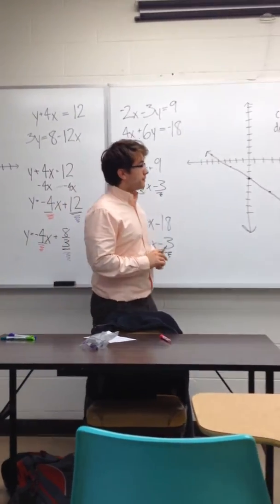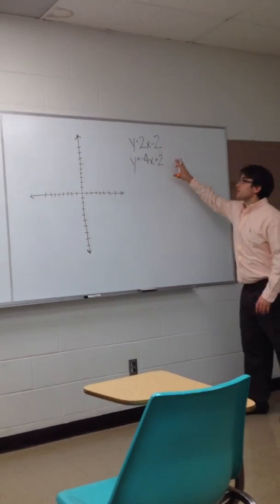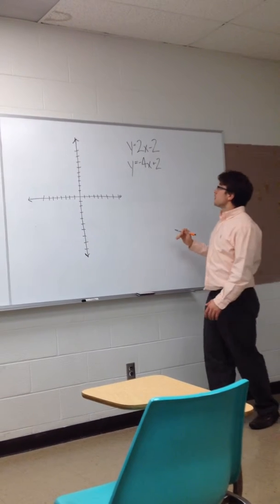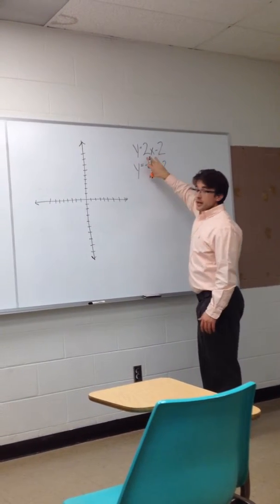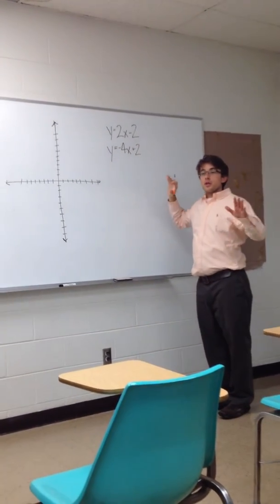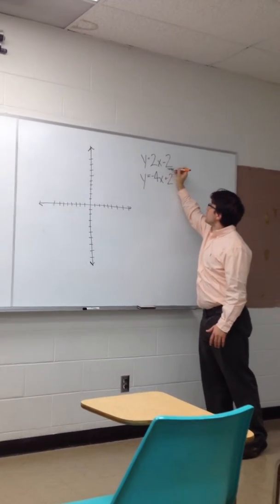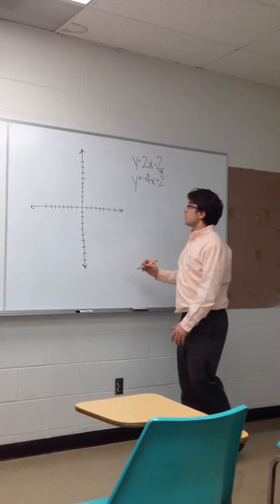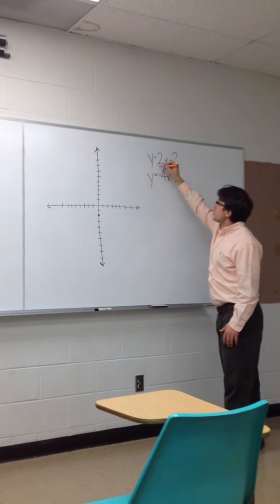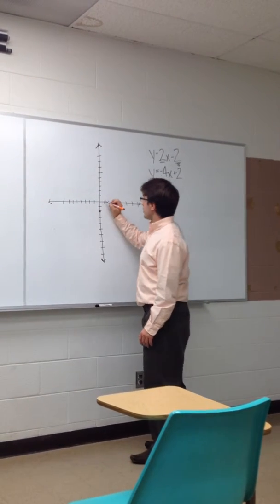Now for the last one, y equals 2x minus 2, and then y is equal to negative 4x plus 2. These equations are already in slope-intercept form. So we can go straight into graphing them. The first one, the y-intercept is negative 2. So we'll start at negative 2, and the slope is 2, just 2 straight up. So we're going to go up 2 to the right 1.